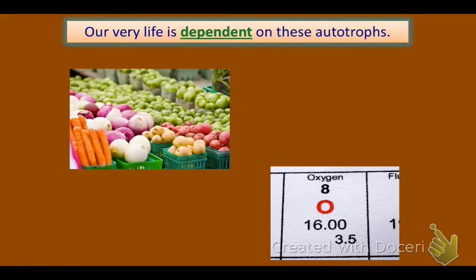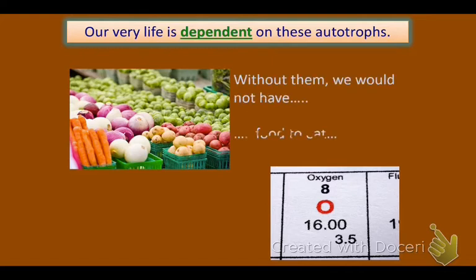So our life is extremely dependent on autotrophs, right? If there's no autotrophs, there's no food for all of the heterotrophs. So that's not good. And without them, we would not have food to eat or oxygen to breathe. Oxygen you can also abbreviate as O2. Oxygen gas is actually O2. When you guys take chemistry next year, you'll be learning all sorts of fun stuff like that.